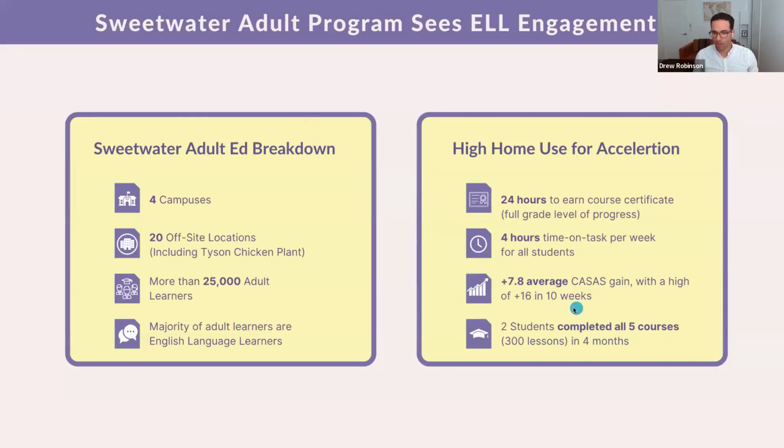But most importantly, in the 10-week periods that we were running our test, the classes were averaging 7.8 points gained on CASAS, which is huge. With a high there of 16 in the 10-week period. So it just accelerates their progress when they can improve and increase their time on task. And then we even had some students in a 4-month period go through all of our English courses, so 300 full lessons, and get up to full proficiency.